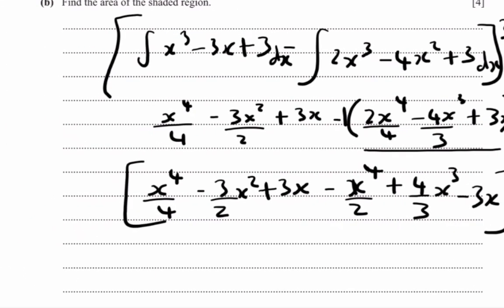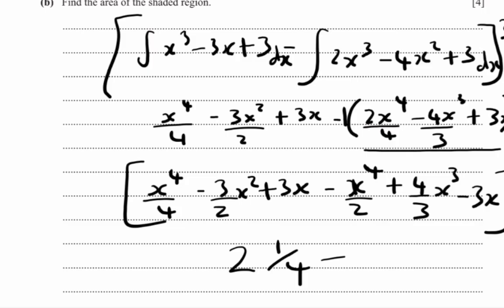So substituting 3, we get 3 to the power 4 over 4 minus 3 over 2, 3 squared, that's 9, plus 3, 3 minus 3 to the power 4 over 2 plus 4 over 3, 3 to the power 3 minus 3 and 3, and that is giving us 2¼.